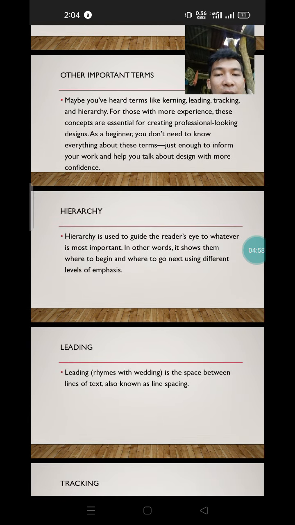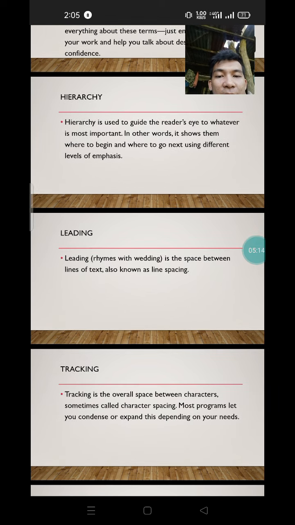Hierarchy. Hierarchy is the use of size and placement to guide a reader's eye to whatever is most important. In other words, it shows them where to begin and where to go next using different levels of emphasis.